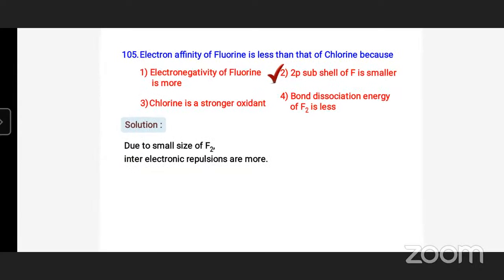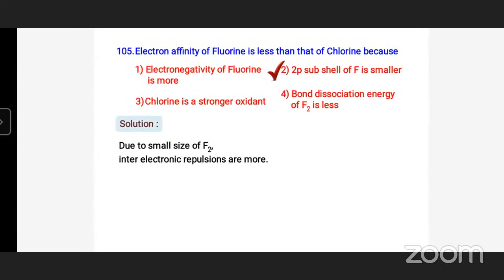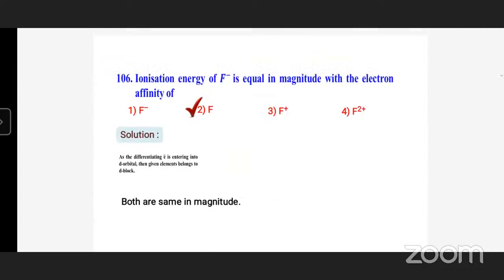Okay. Here, the electron affinity of fluorine is less than that of chlorine due to the small size of fluorine compared to chlorine. So inter-electronic repulsions are more. So the 2p subshell of fluorine is smaller. Therefore, fluorine's is less than that of chlorine because of the small size of fluorine. Okay. Right. Next.